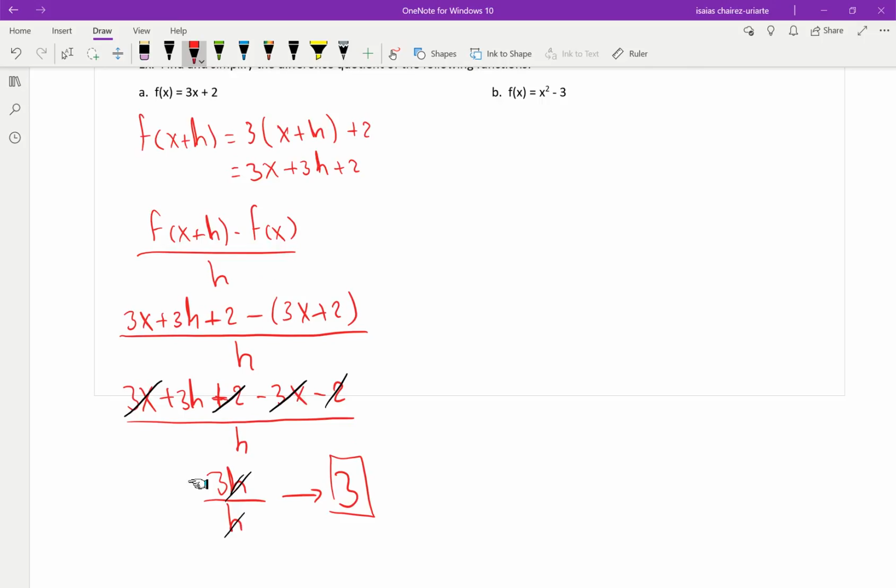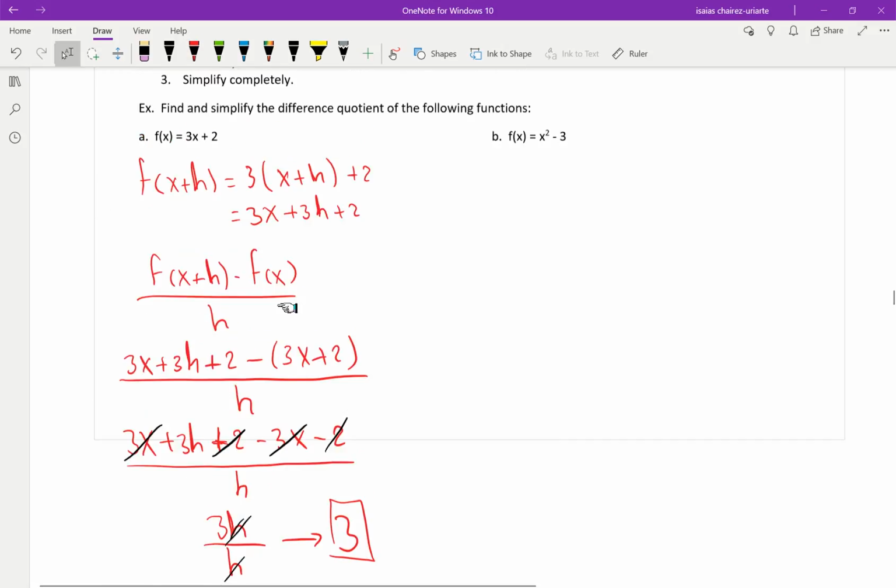All right, so now it's your turn. Pause the video, form and simplify the difference quotient for this other function right here. This one's a little bit more involved because there's x squared, but I know that you can do it, so take a minute, try to do it. Let's compare answers afterwards.